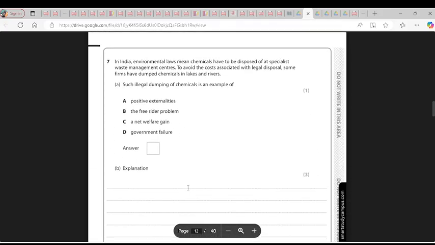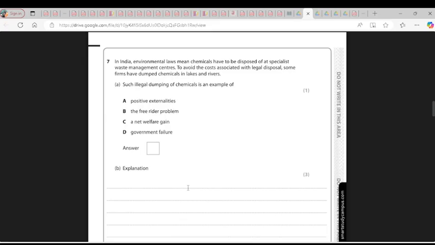In India, environmental laws mean chemicals have to be disposed of at specialist waste management centers. To avoid costs associated with legal disposal, some firms have dumped chemicals in lakes and rivers. The free rider problem? No, this is a government failure. Environmental laws are government intervention to reduce market failure. So if government is intervening here and people are bypassing the law, it means government failure. So it could be an unintended consequence. Do you get it? I understand.